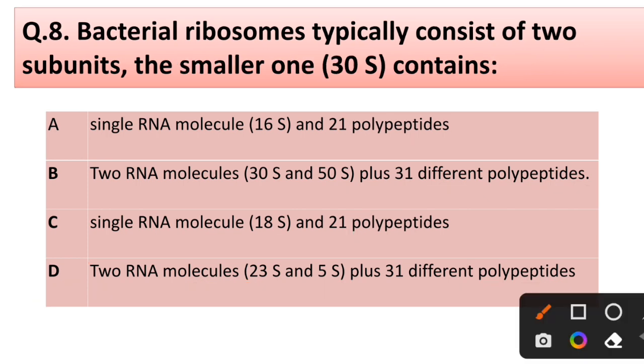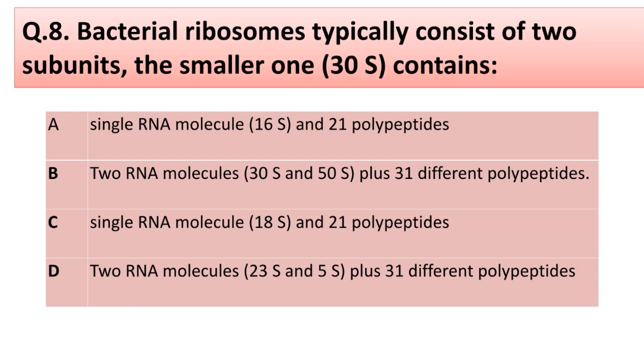Question number 8. Bacterial ribosome typically consists of two subunits. The smaller one, 30S, contains: single RNA molecule 60S and 21 polypeptides; two RNA molecules 30S and 50S plus 31 different polypeptides; single RNA molecule 80S and 21 polypeptides; two RNA molecules 23S and 5S plus 31 different polypeptides. Answer is option A. 30S subunit contains a single RNA molecule and 21 polypeptides.